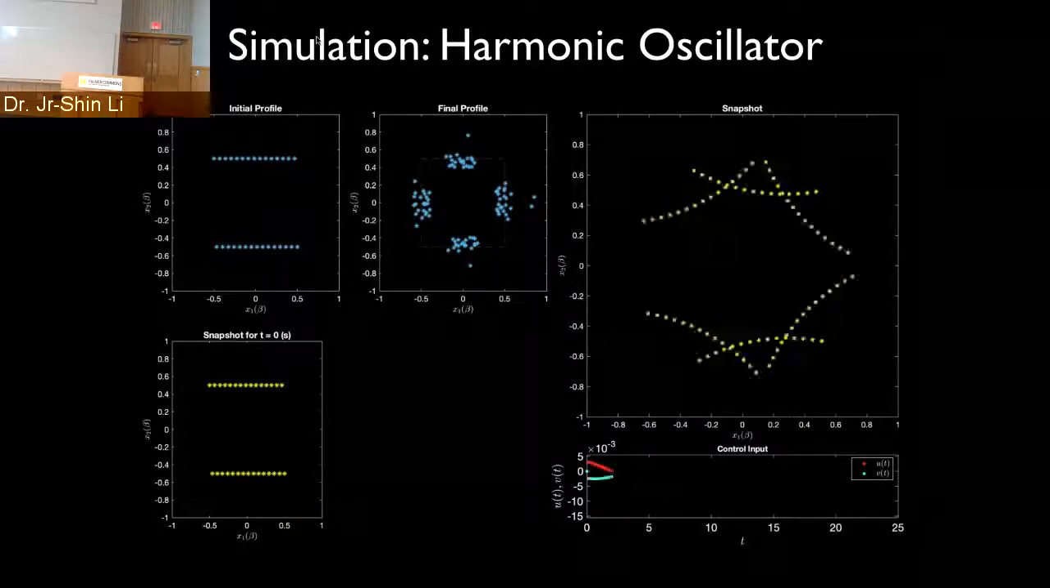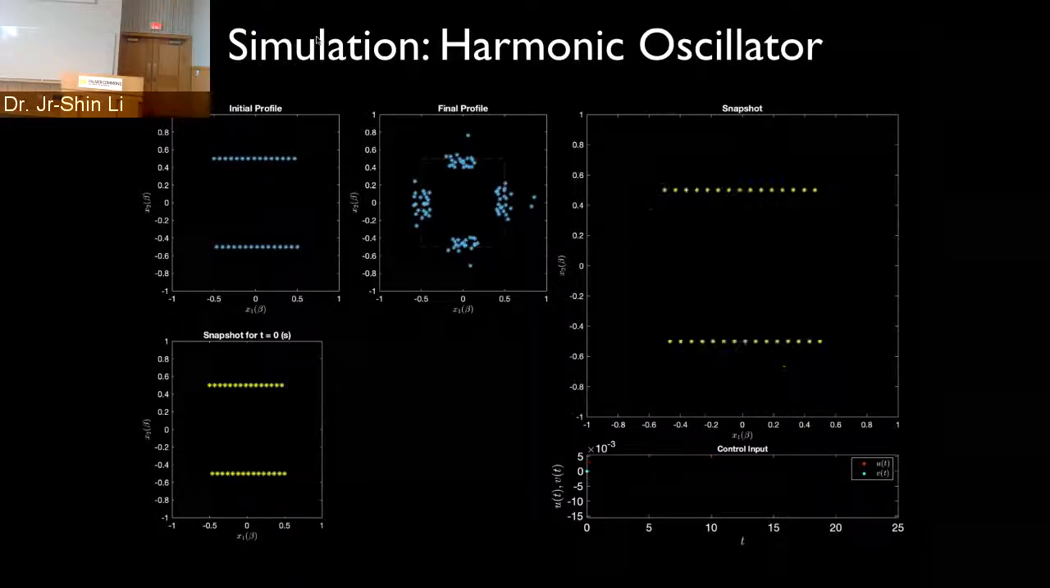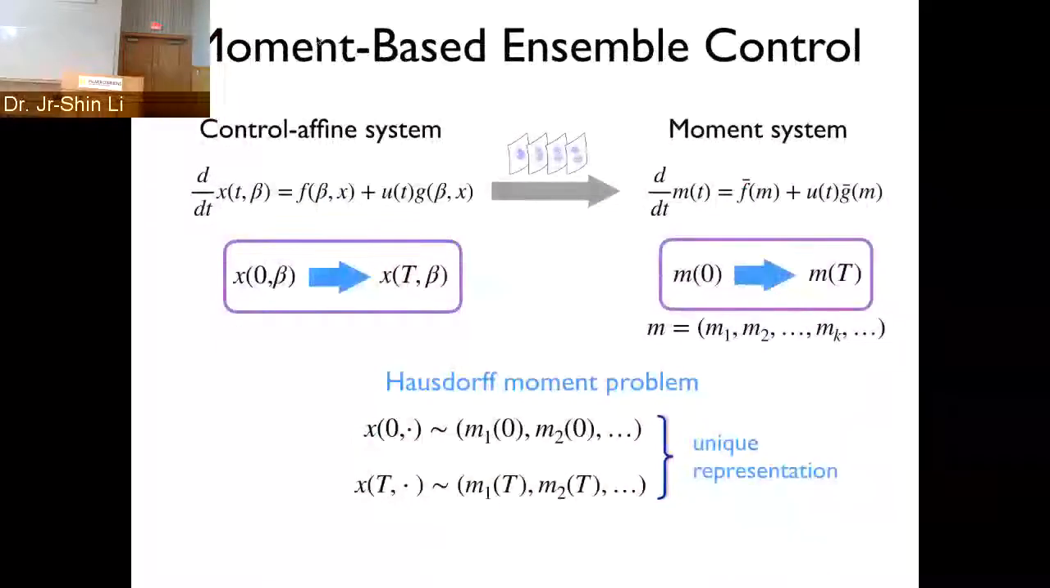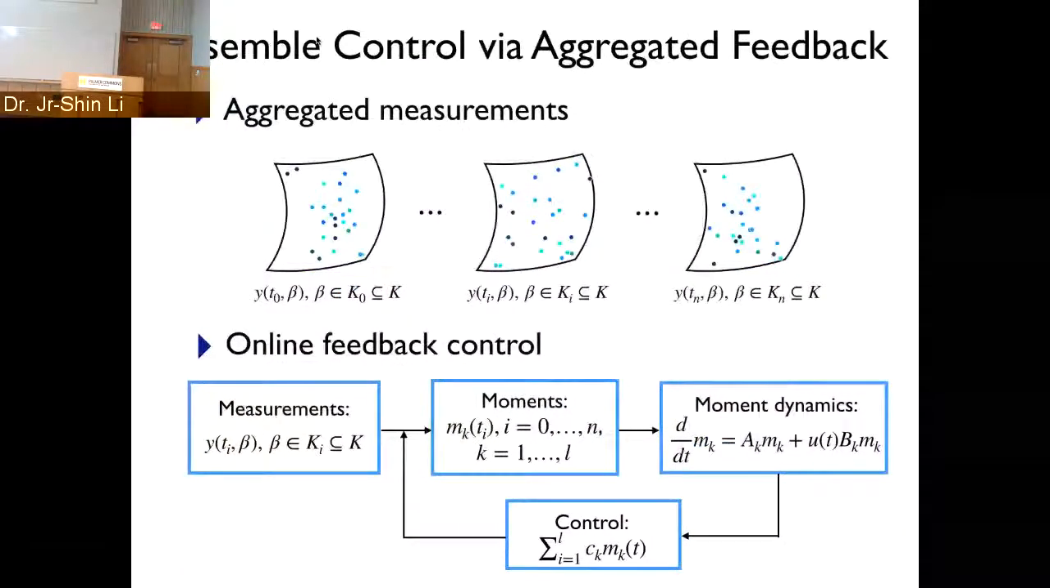Right, so the good thing is that we do not need to know the dynamics, the equations for the cells, the equations for the neurons. We don't need to know that. As long as we can take pictures and then we have this data, we can write down the moment equation, and then we can use the moments to infer the original dynamics and to do the design.